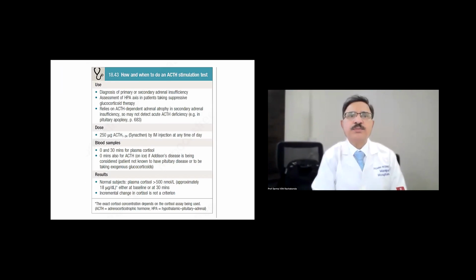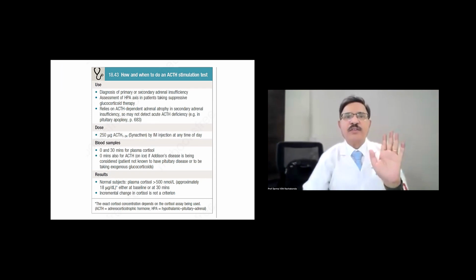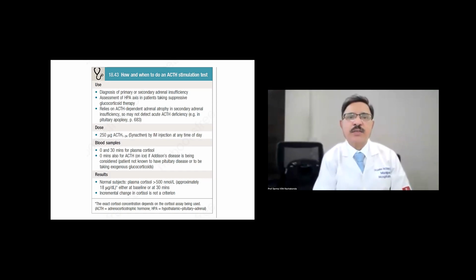So, how and when do I do the ACTH stimulation test? It is required for the diagnosis of primary or secondary adrenal insufficiency. Indications are primary adrenal insufficiency and secondary adrenal insufficiency. Assessment of the HPA axis in patients taking suppressive steroids relies on ACTH dependent adrenal hypotrophy in secondary adrenal insufficiency, so it may not detect acute ACTH deficiency, as in case of apoplexy.